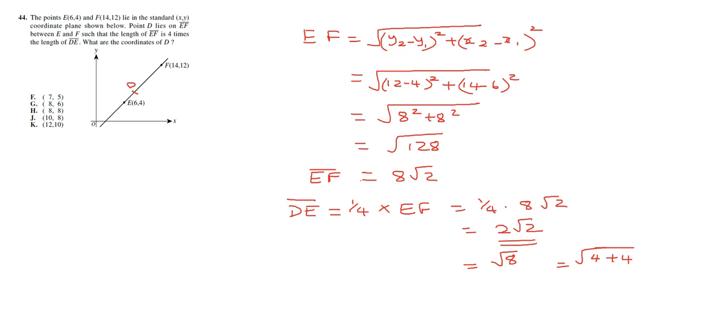Now to get the square root of 4, looking at E, which is 6, 4, the difference between the x coordinate in E and the x coordinate in D must be 2, and same for the y coordinate. So we're going to look at the possibility of getting 8 and 6. Let's see if there's something like that in the answer. Okay. Because we're looking for the square root of 4 plus 4, we need a situation where the difference between the x coordinates is 2 and the difference between the y coordinates is also 2.